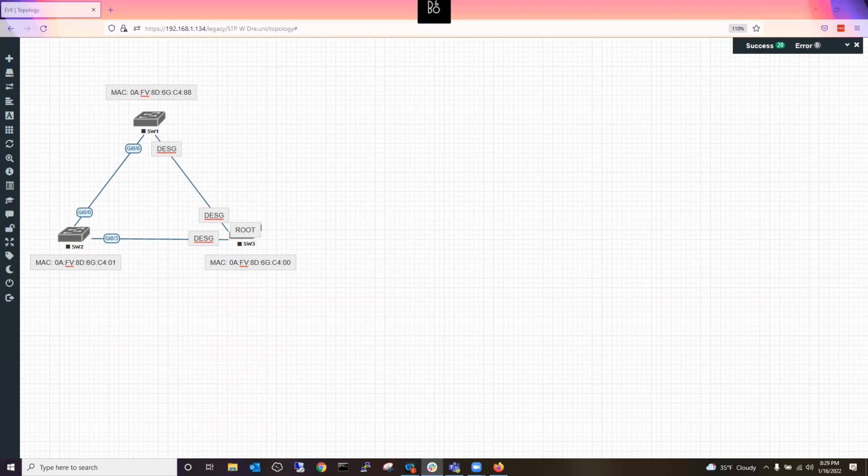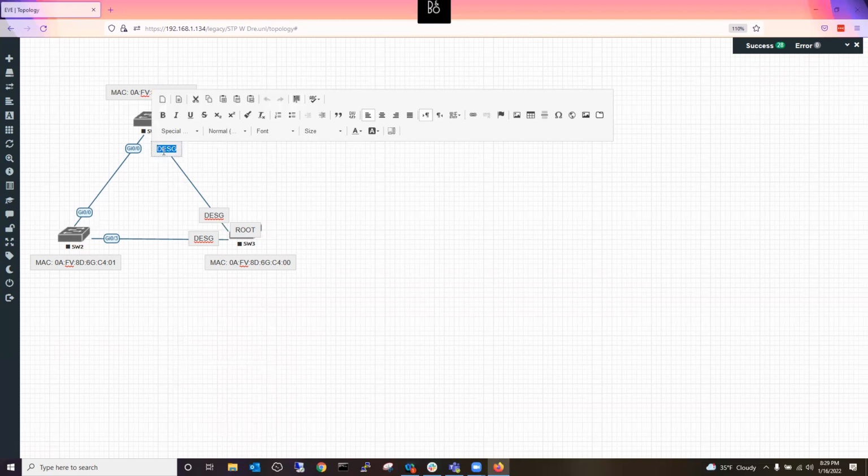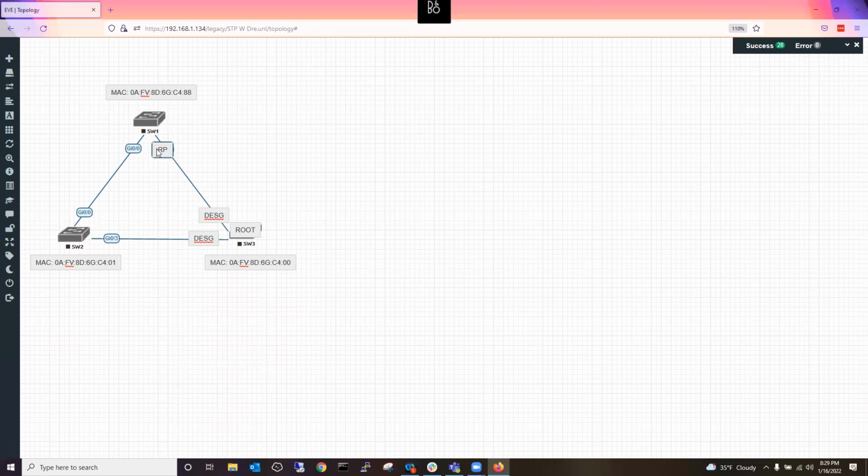I didn't say designated for that one. I said root. Root port. Gotcha. You go ahead and change that. My apologies. All right. And why is that? The lowest cost, quickest route to the root bridge.